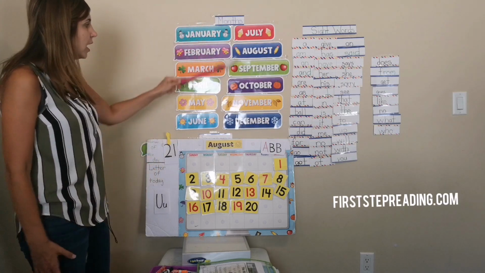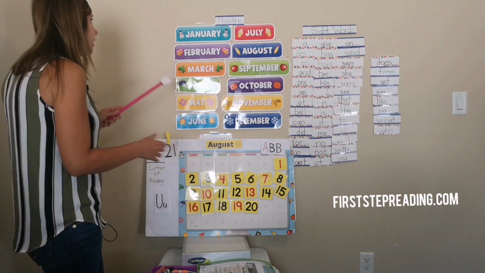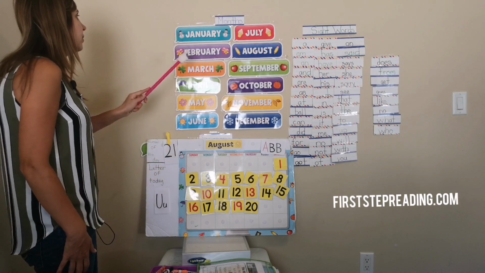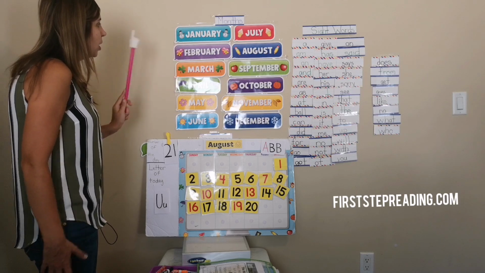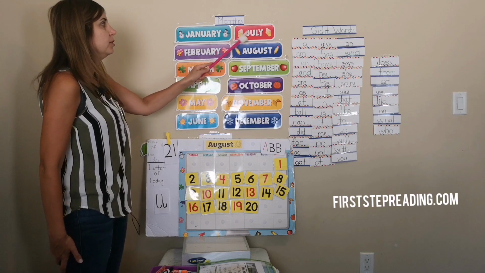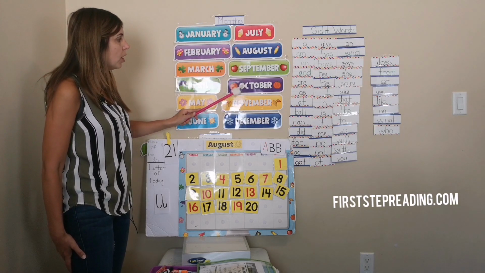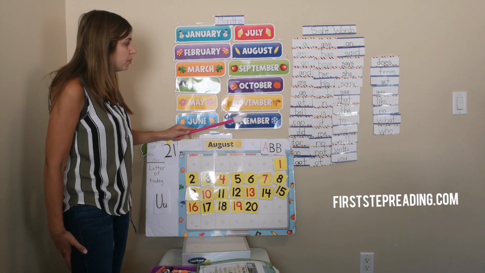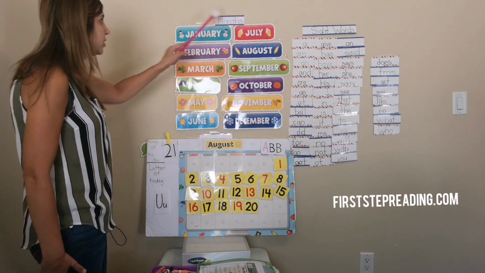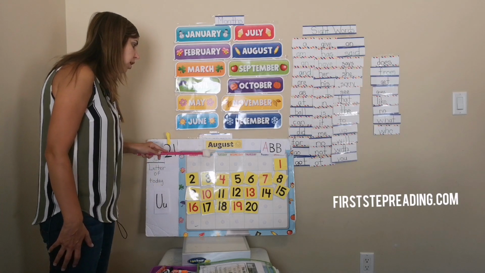Here's the months. How many? 12. Let's say them together. January, February, March, April, May, June, July, August, September, October, November, December. These are the 12 months in a year. Today we're talking about August.